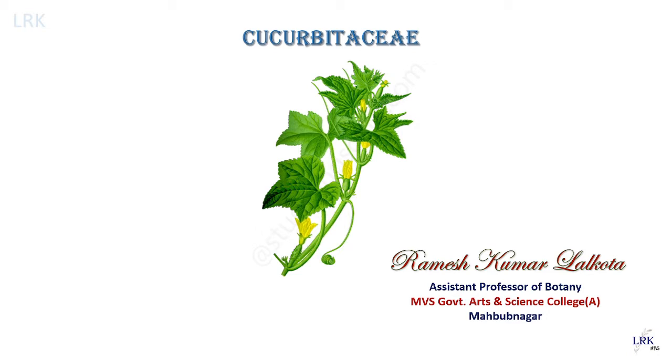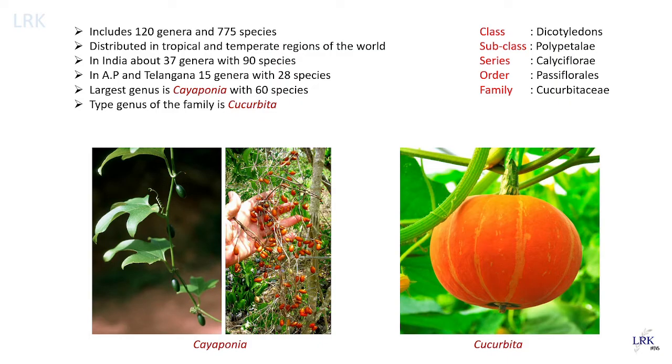Today, in our class, we will see the Cucurbitaceae family. Before going into the lesson, we will see the classification of this family as per Bentham and Hooker's system of classification. This Cucurbitaceae family belongs to the class Dicotyledonae, subclass Polypetalae, series Caliciflorae, order Passiflorales, family Cucurbitaceae.